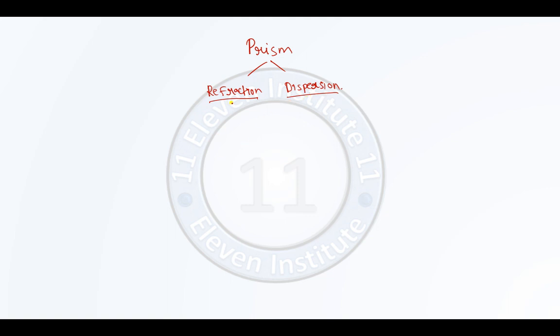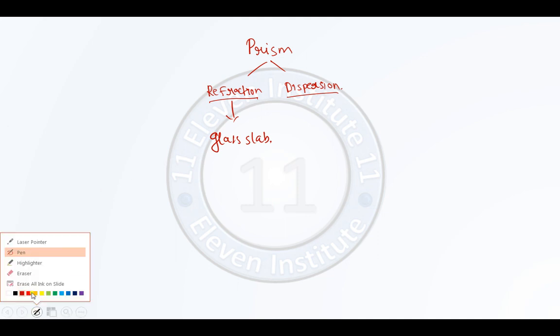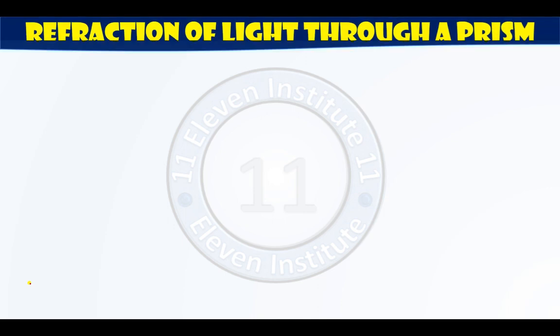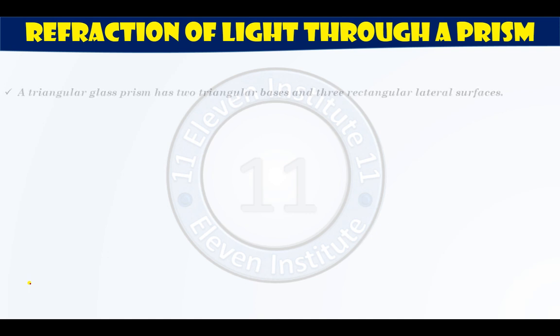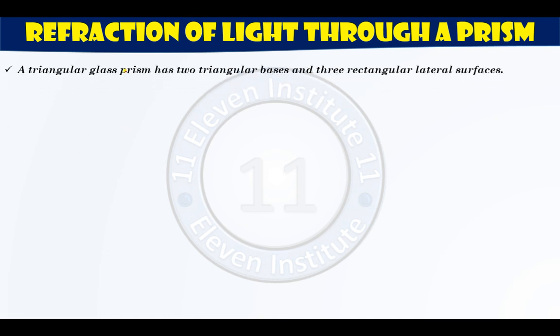First we will discuss refraction, and secondly we will discuss dispersion. Now this refraction will be almost similar to the refraction that is done by a glass slab. There are few changes because of the difference in the shape of a glass slab and the shape of a prism. Rest of the story is same. So let us move ahead and start today's video lecture with refraction of light through a triangular glass prism. Let us first study about the prism.